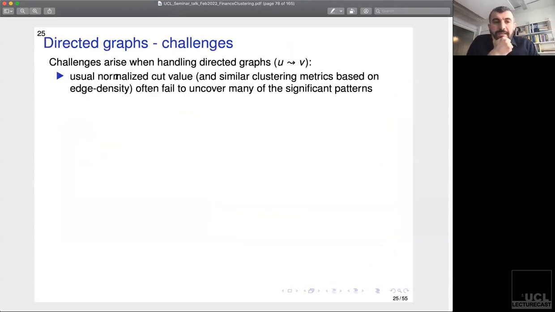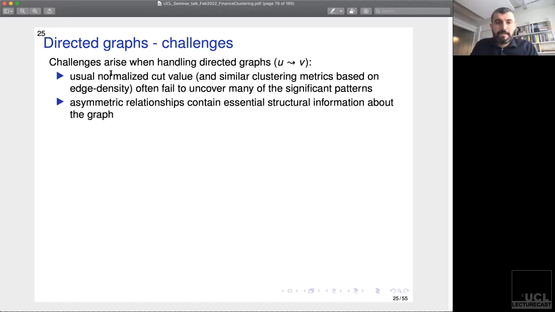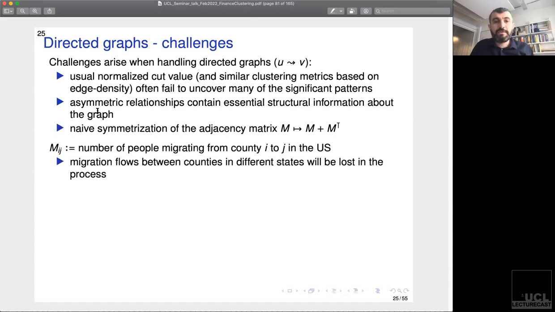There are some challenges that arise when we look at directed graphs. Usually, people look at normalized cut values or other similar clustering metrics that are based on edge density. But when you look at directed graphs, these types of cuts often fail to uncover some of the underlying patterns. These asymmetric relationships contain essential structured information about the graph. And if you do something naive, such as the symmetrization technique, which people have been doing, you lose a lot of the structure.